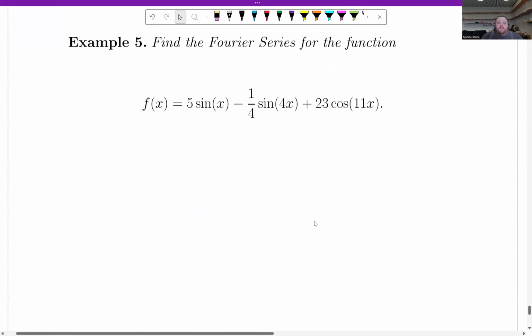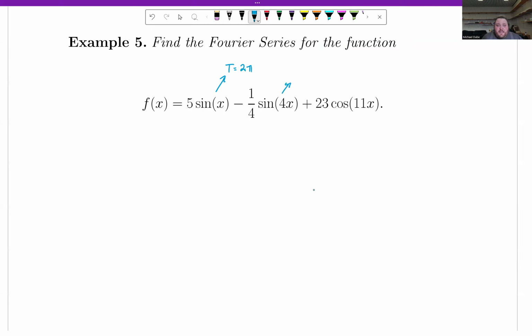Let's do one final example. It's a bit trivial, but find the Fourier series for this function. This function is already made of sines and cosines, and our Fourier series is meant to give us a function that is comprised of sines and cosines. This one's already sines and cosines, so it's a little bit trivial, but you'll see what happens. Let's just think about this. The period of sine x is what? The period is 2 pi.